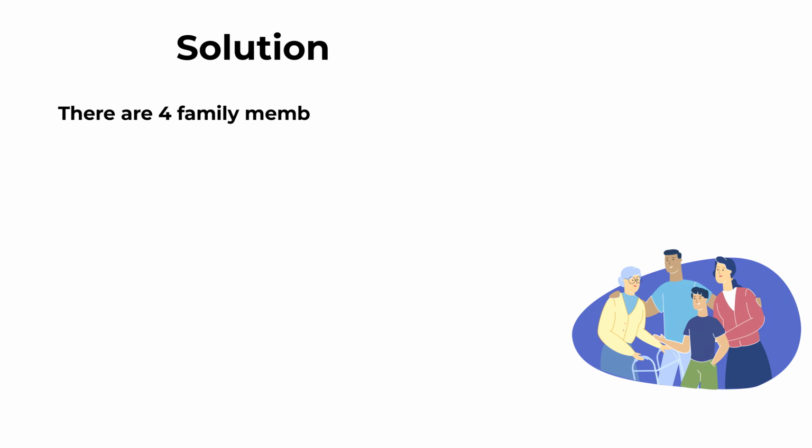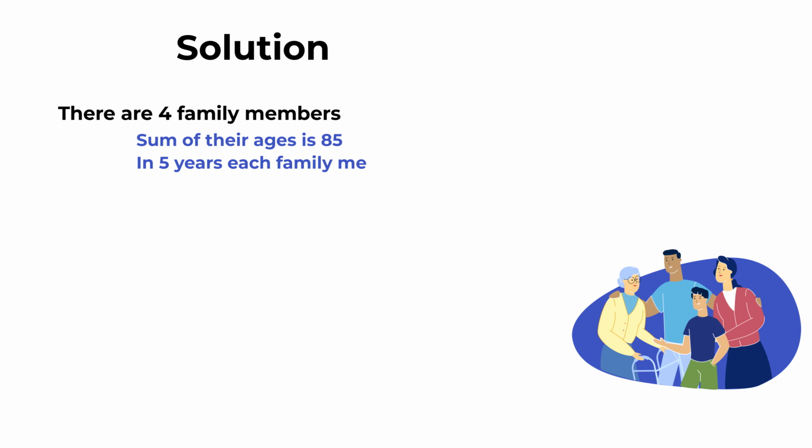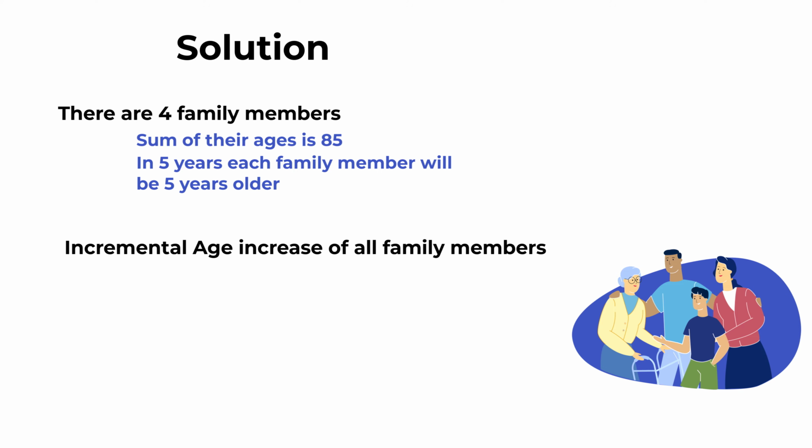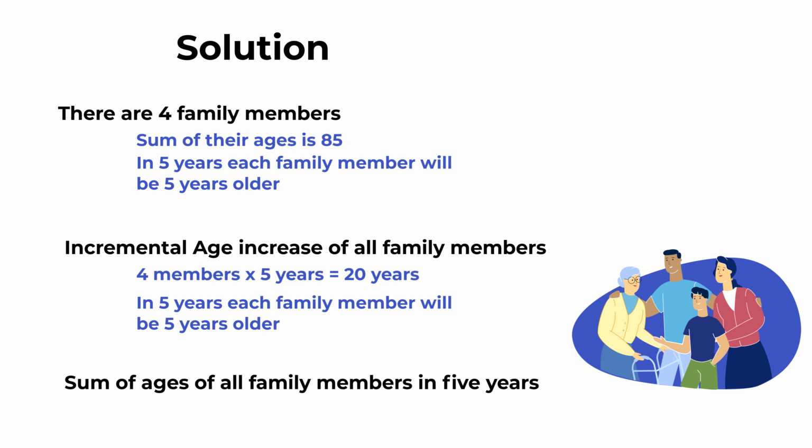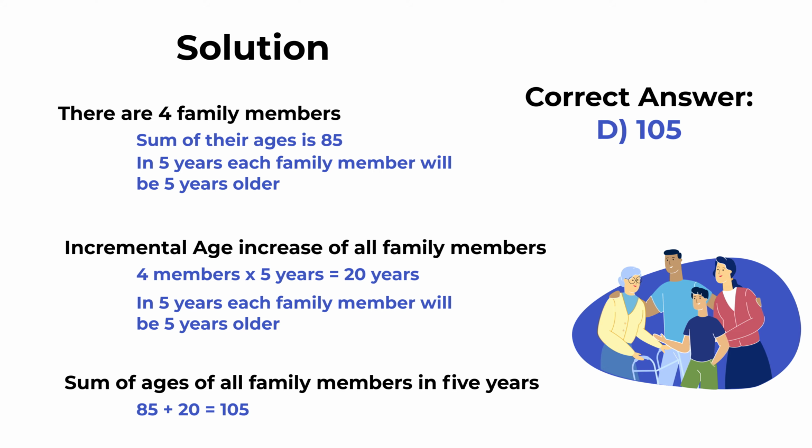There are 4 family members, and the sum of their ages is 85. And in 5 years, each family member will be 5 years older. So the incremental age increase for all family members can be calculated as 4 family members multiplied by 5 years equals 20 years. So the sum of the ages of all family members in 5 years can be calculated as 85, which is the original sum, plus 20, which is the incremental age increase, and would be equal to 105. So the correct choice here is choice D, 105.